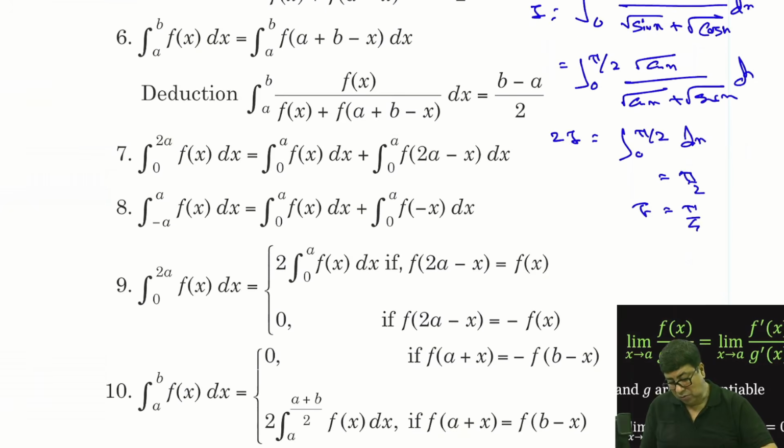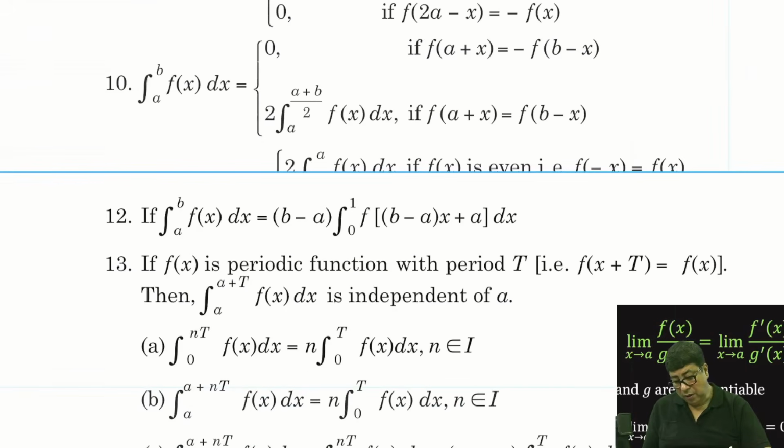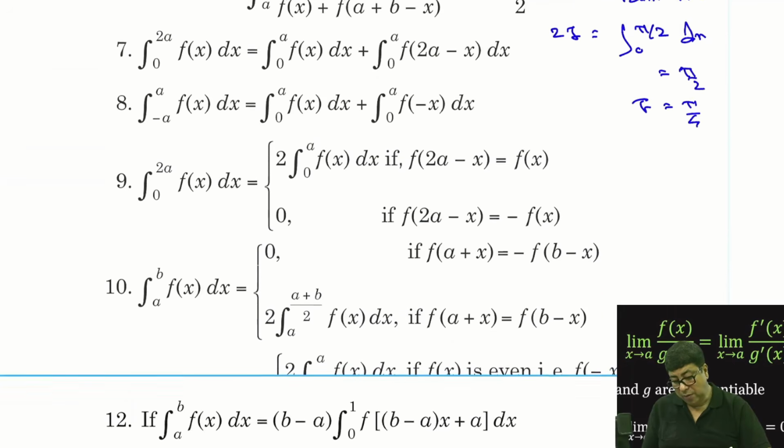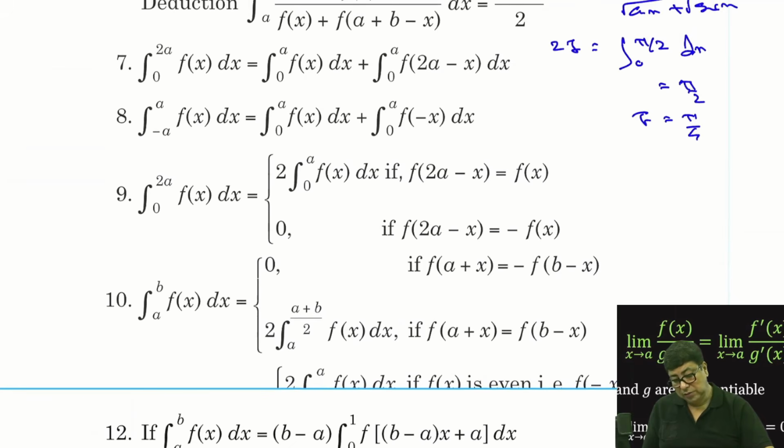And minus a to a f(x) dx is 0 to a f(x) plus 0 to a f(minus x). Under this situation, if I go to the even-odd property: minus a to a f(x) dx equals 2 times 0 to a f(x) dx if the function is even, and minus a to a f(x) dx equals 0 if the function is odd.